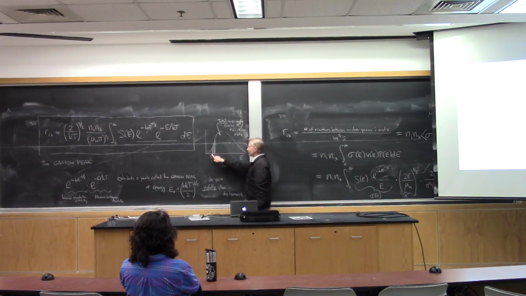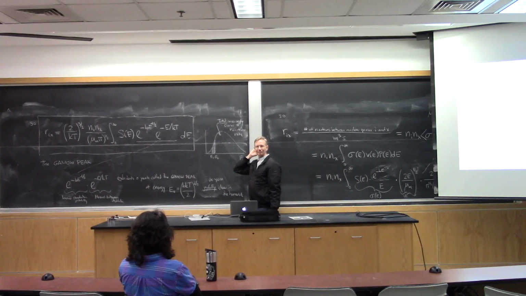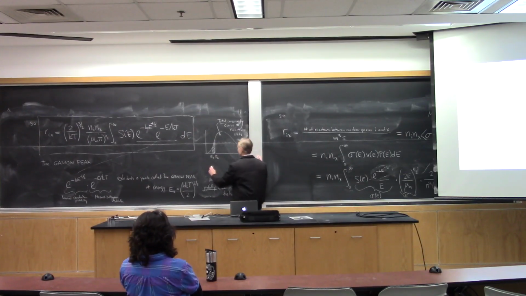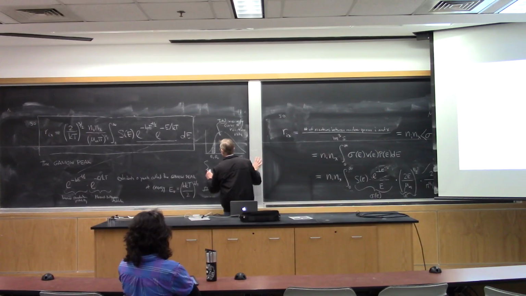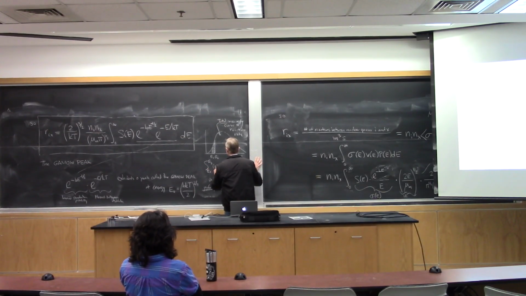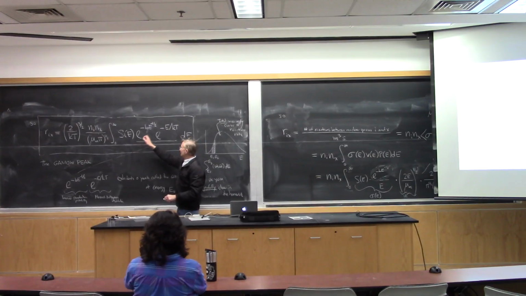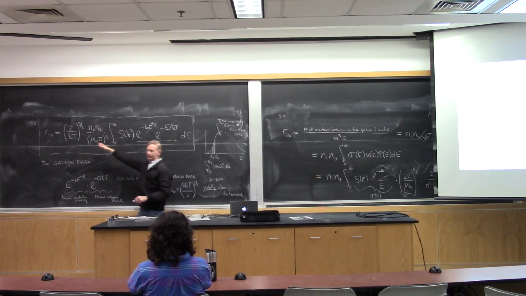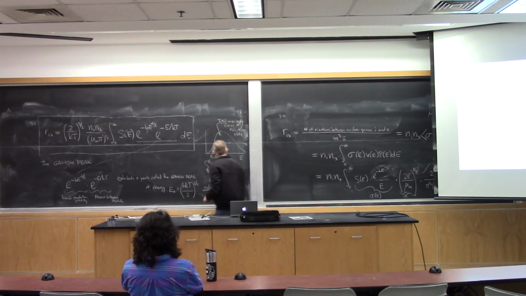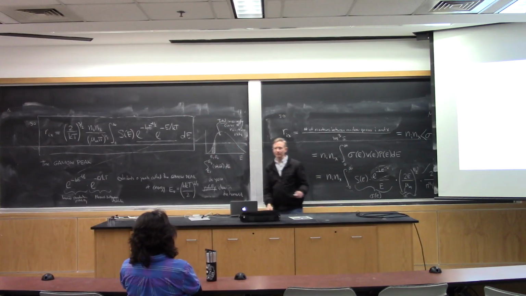If this is some energy E sub 1 and that's some energy E sub 2, what does the area under the curve between E1 and E2 represent? So if I did the integral from E1 to E2 of all that stuff, dE, what does that area represent?